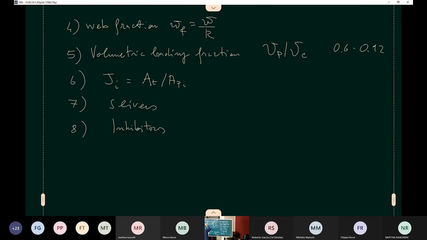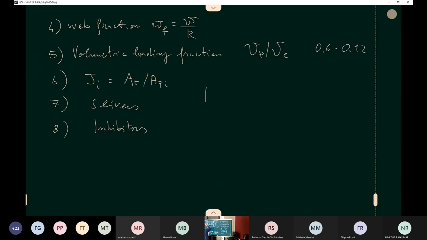So let's try to classify our geometries, and we can first say that we have cylindrical grains and three-dimensional grains. You have these two big families. Cylindrical grains means that we have one predominant dimension, whereas we have no predominant spatial dimension in case of three-dimensional grains. So we have the classification: one, cylindrical, and two, three-dimensional.